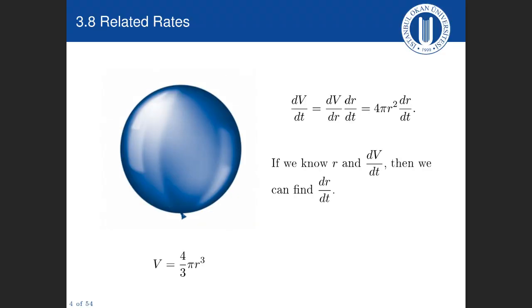If we know the radius r, and if we know dV/dt, we know how the volume is changing. For example, if we know how much air we're pumping into the balloon, then we can solve this equation and we can find dr/dt. We can find the rate of change of the radius.